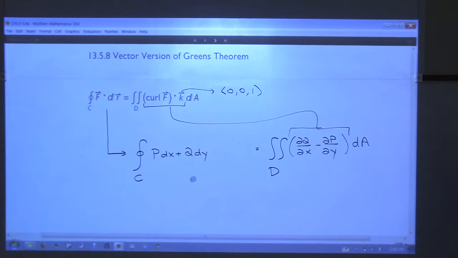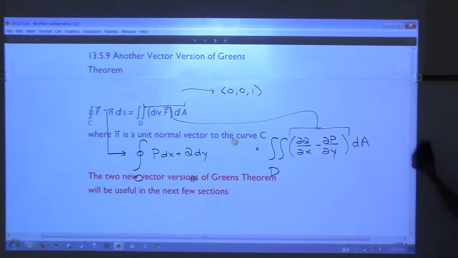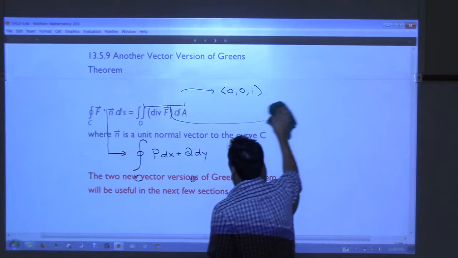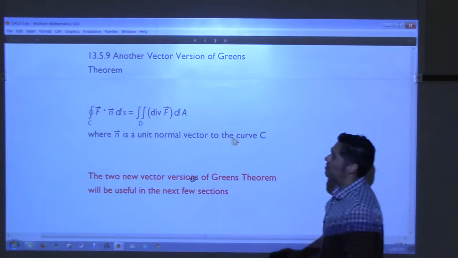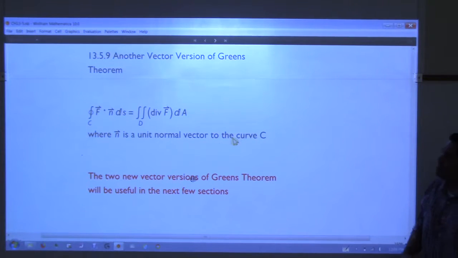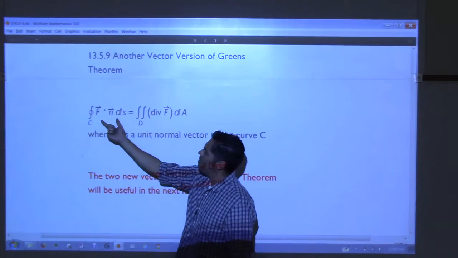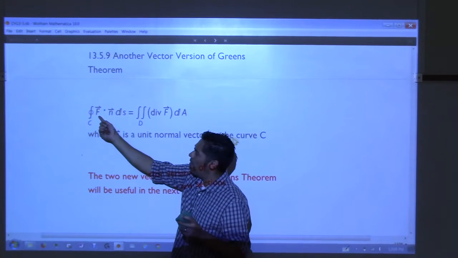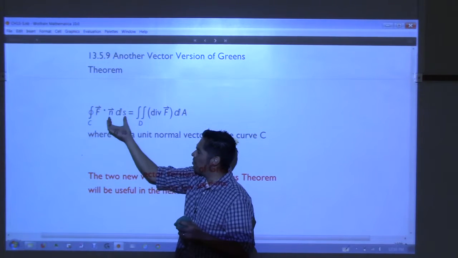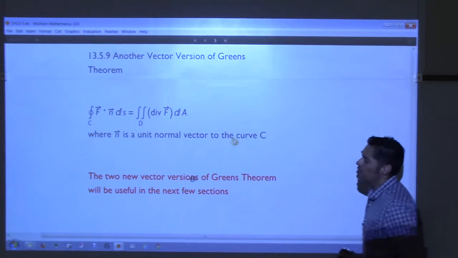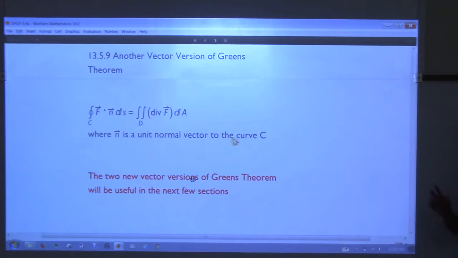And then there's another formula that I'm not going to talk about yet. So just keep this on the back burner. It is another vector version of Green's theorem, okay? But this time we're using F dot normal vector ds instead of the notation F dot dr, which we will talk more about later. Just for now, keep in mind we will use that later, and I'll show you where it comes from. So we have two new vector versions of Green's theorem.